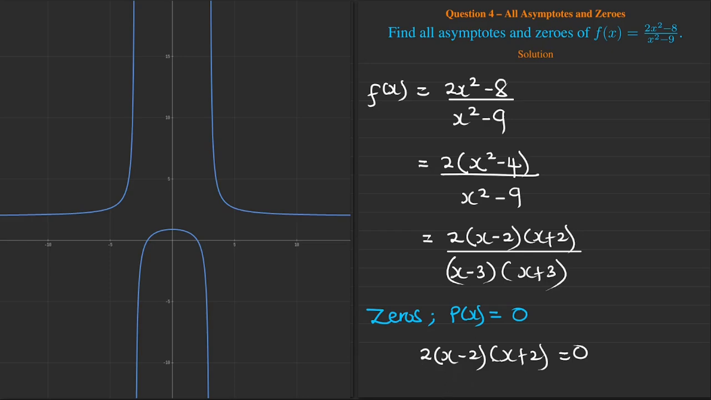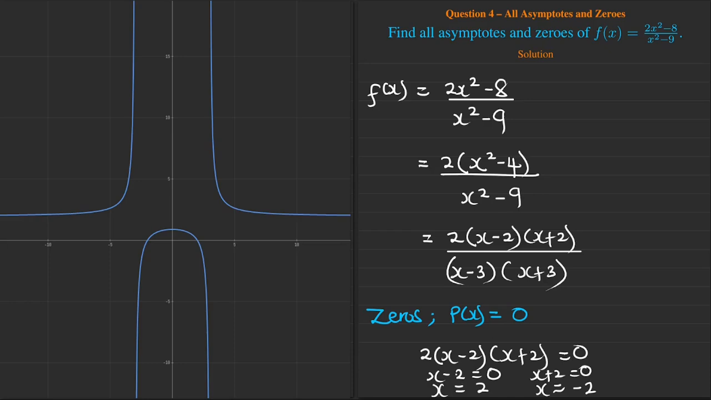So to get our zeros, we equate the two brackets to 0. The first one being x minus 2 equals 0, and x is obviously 2. Then the second one being x plus 2 is 0, and x is also obviously what? A negative 2. So we can conclude by saying the zeros of this particular rational function are x equals 2 and x equals negative 2.